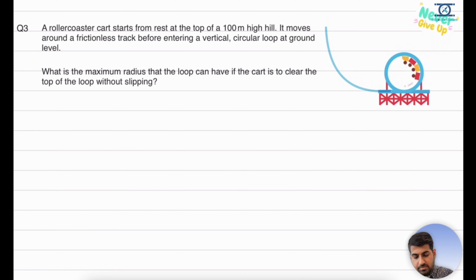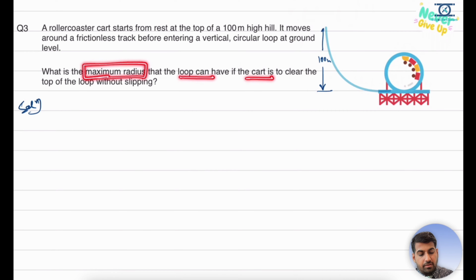Okay, so this becomes a very good question, guys. The reason being, it includes your concept of circular motion plus your work and energy, right? So now what is happening, let us say this is a height of 100 meter from the ground, and the roller coaster goes like this, and the question is, what is the maximum radius that the loop can have if the cart is to clear the top of the loop without slipping? So it just turns without slipping.